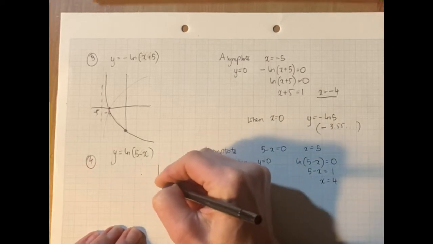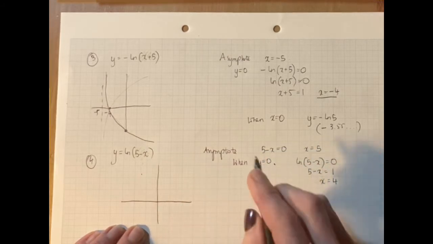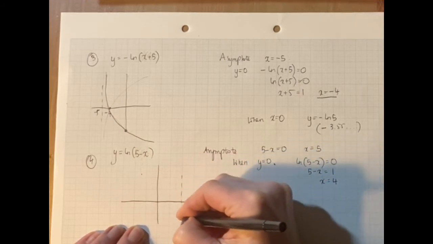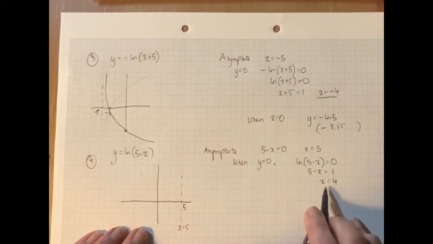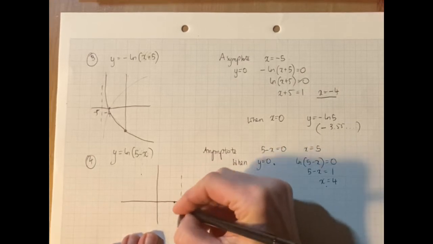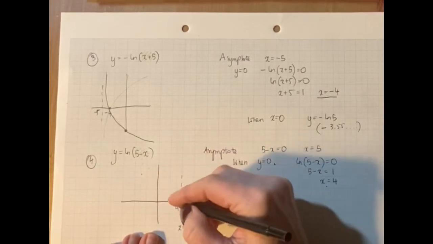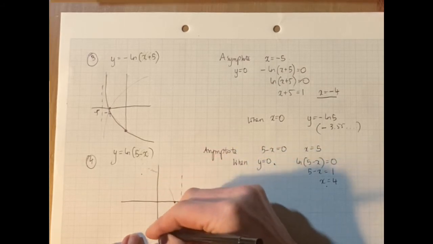So we're going to begin sketching it. So the asymptote is 5. So at that point, x is equal to 5. That's the asymptote. And it intersects the x-axis at 4. Again, here we are lucky that the graph will intersect the y-axis. So it's either doing this or that.